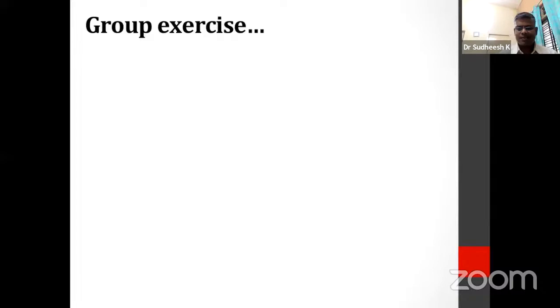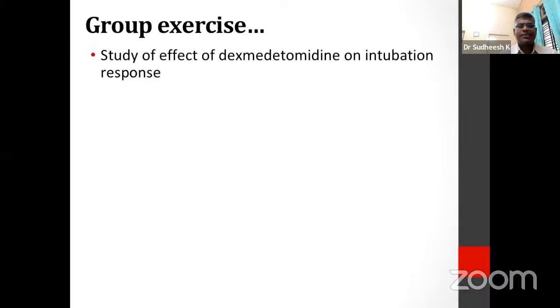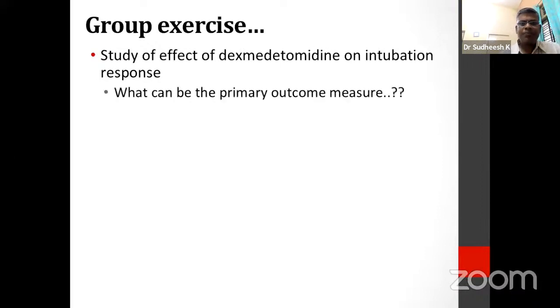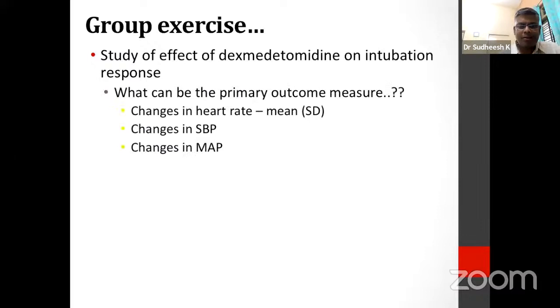So if we think about a few examples to go with, let us say there is a study of the effect of dexmedetomidine on intubation response. When you say effect of dexmedetomidine on intubation response, that is the research question. Obviously, when you say intubation response, it can be effect on the heart rate, it can be effect on the mean arterial pressure. Your primary outcome measure can be even changes in mean arterial pressure. So depending upon what you want to study, you can select any one among them. For example, change in heart rate can be considered as a primary outcome measure, or change in blood pressure or mean arterial pressure can also be considered as the primary outcome measure.